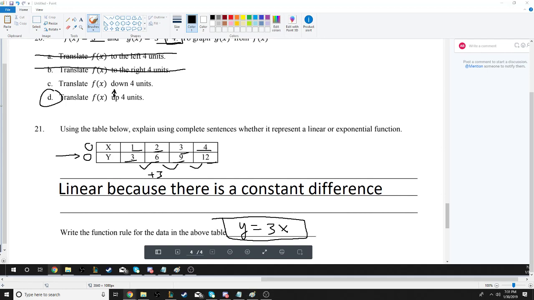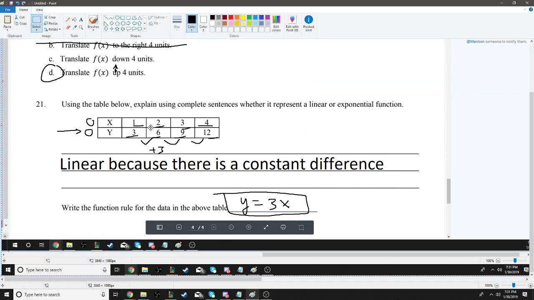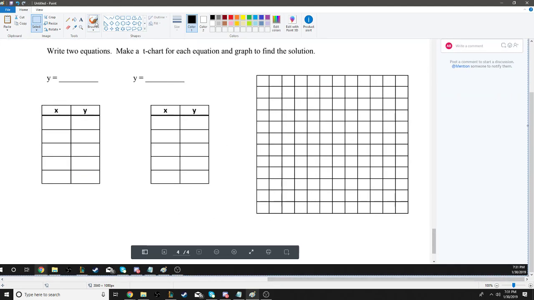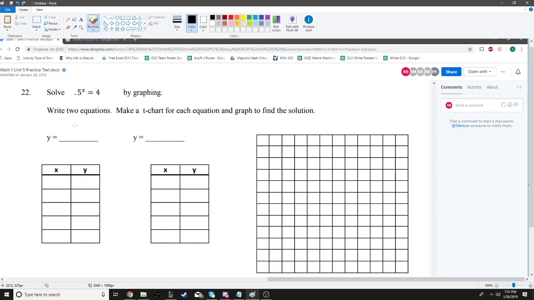Okay, and the very last problem, number 22. For number 22, we got two equations. We're going to make this one, instead of 0.5, we're going to write 1/2 to the x power. And this is going to be 4. You should always use -2, -1, 0, 1, 2. The test will give you values. -2, -1, 0, 1, 2.